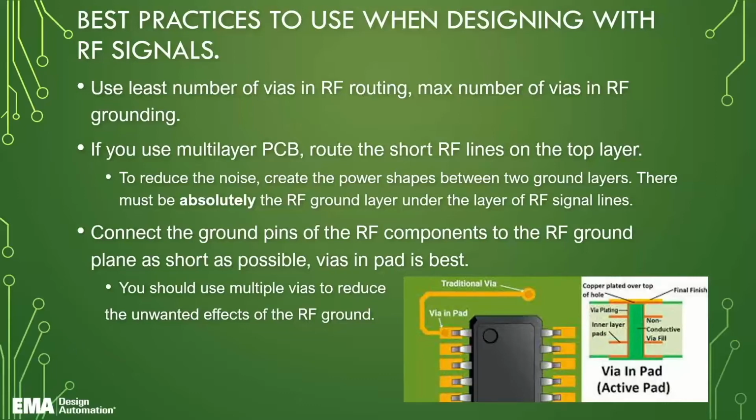Via in pad is the best use of that. If you can put via in pad, you couldn't get any better than that for your signal. That's a cost adder, via in pad, but with your RF design, in most cases, it offsets that for a working product. You should use multiple vias to reduce the unwanted effects of that ground. So multiple ground vias is a must.